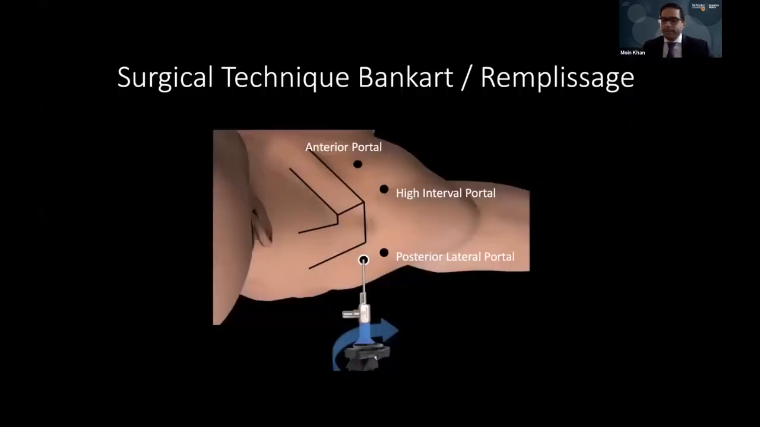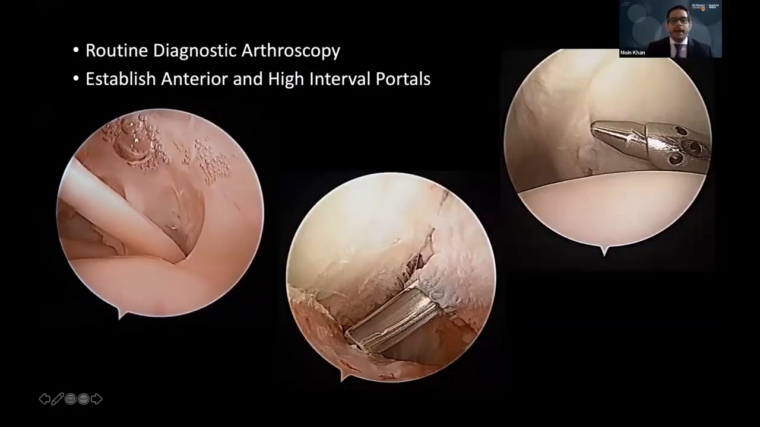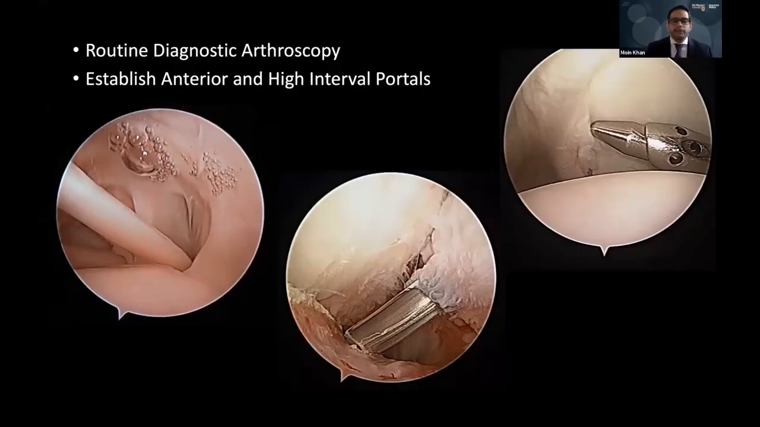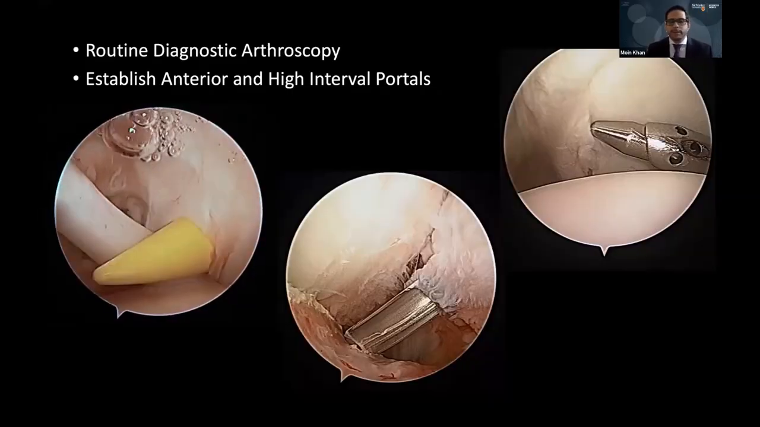Now, just to end off the talk, I'm just going to briefly go over some surgical tips that I find useful when performing a remplissage procedure. I utilize four portals: anterior portal, high interval portal, posterior lateral portal, and my posterior viewing portal. And you start off with your routine diagnostic arthroscopy, and then I like to establish my anterior and high interval portal. And so the high interval portal just comes above the biceps tendon, just anterior to your supraspinatus.